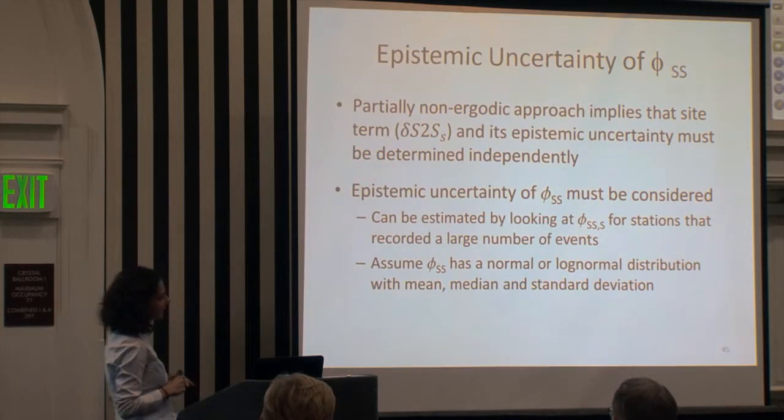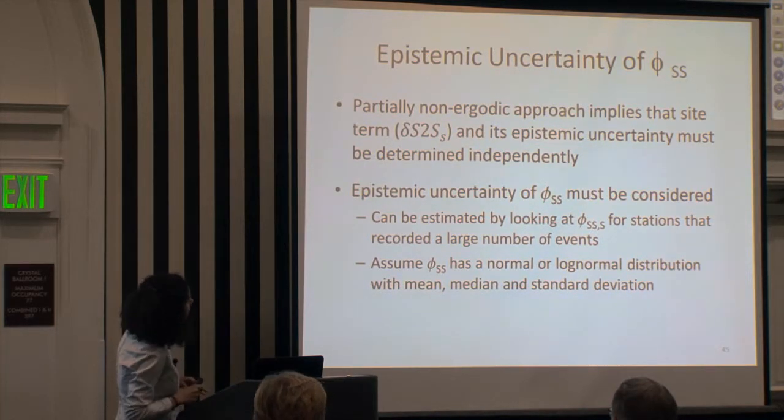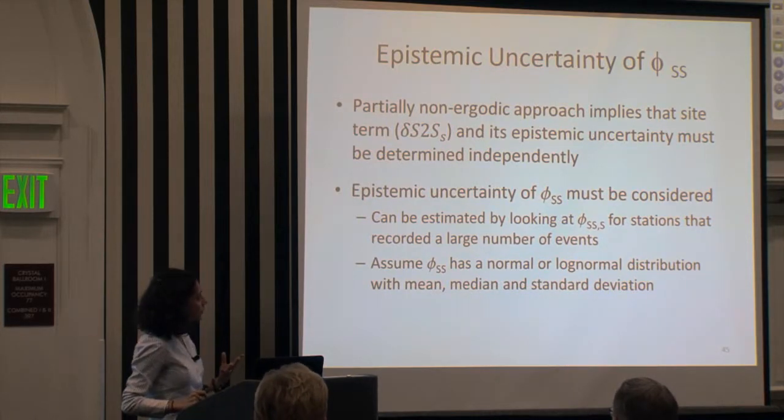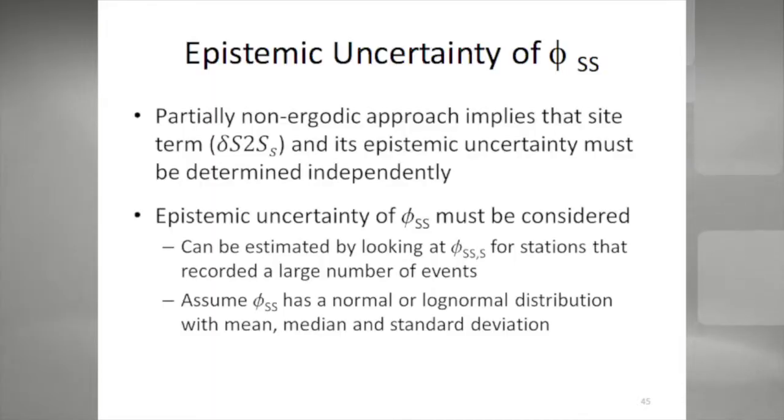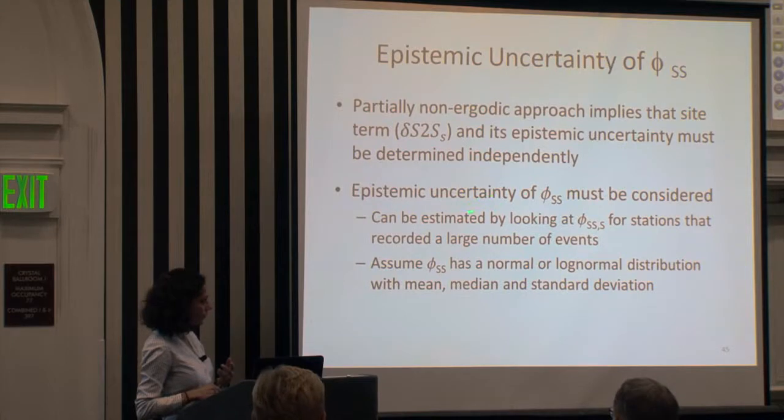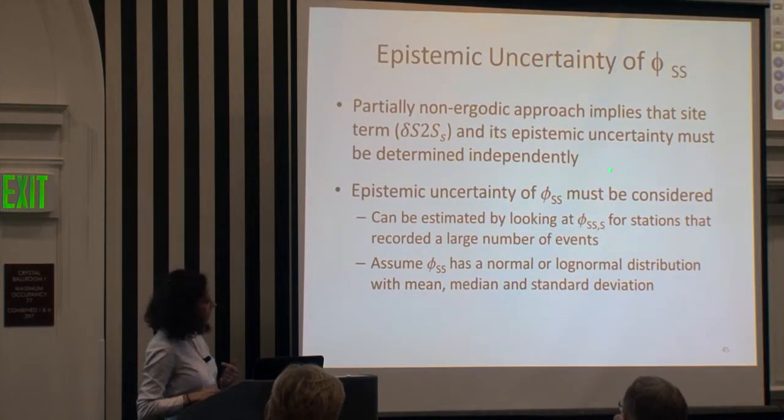Epistemic uncertainty of VSS. Well, like Norm said earlier on, when we do this partially non-ergodic approach, we need to estimate the site-to-site term, and the TI team will need to do that, but we'll also need to consider the epistemic uncertainty around this site-to-site term. Another epistemic uncertainty that needs to be considered is around the single station phi. And one way we can do that is we can look at the single station phi at every station and see the distribution and their standard deviation.